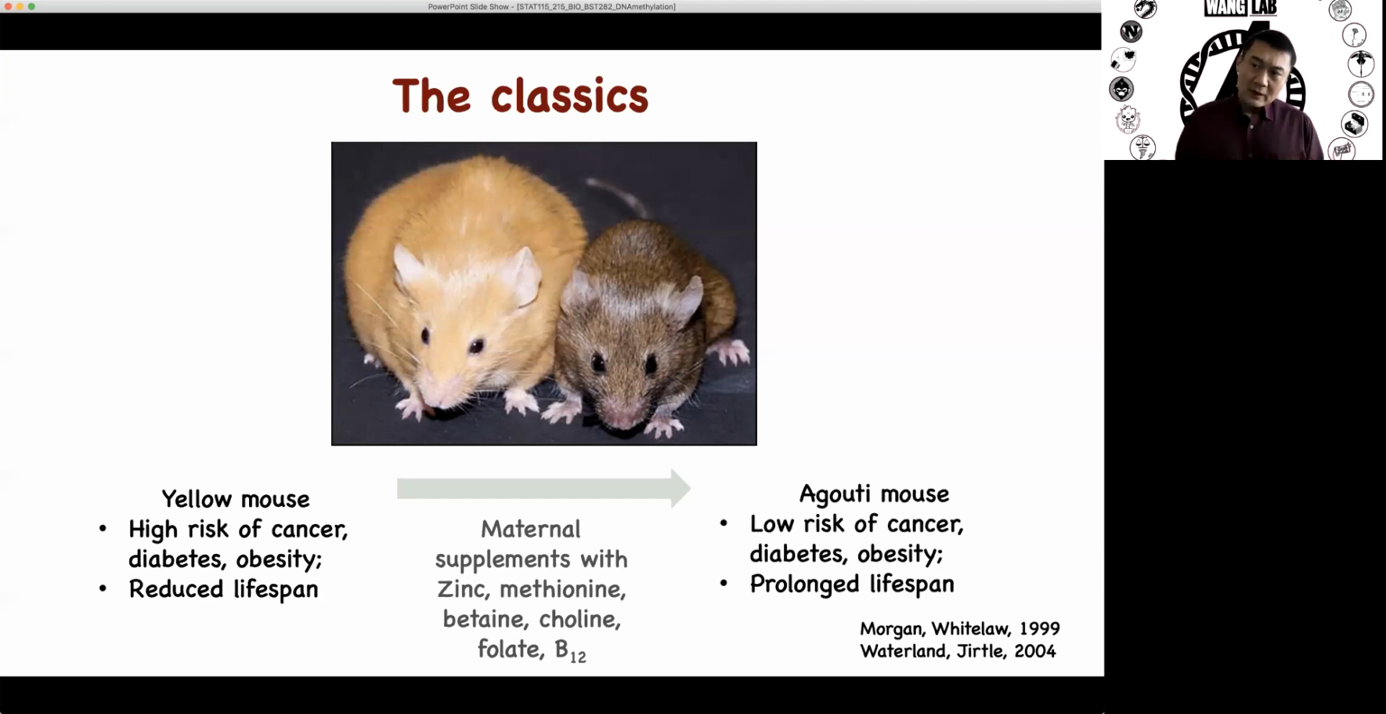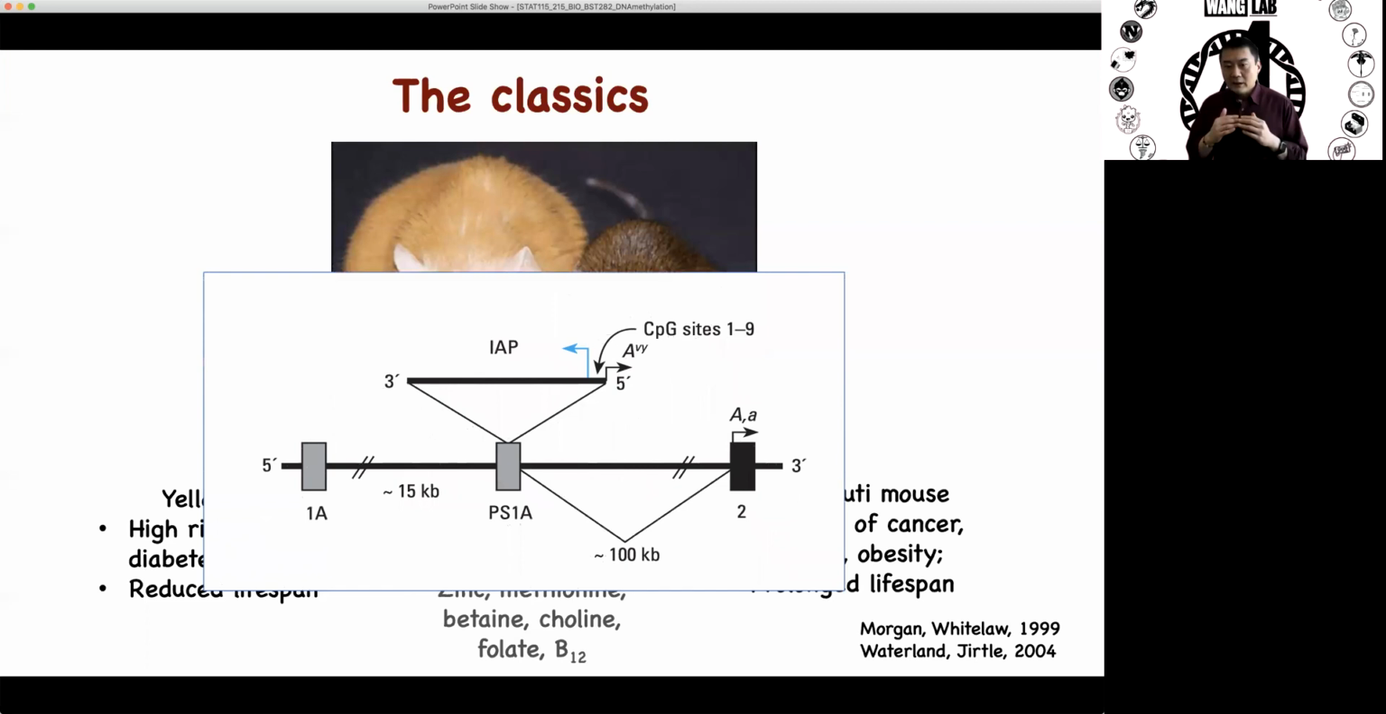But what is the molecular mechanism behind this example? It turns out in this strain of mouse, in their genome, there is a transposable element insertion. The causal gene is called agouti, so these mice are called agouti mice, right? But about 100 kb upstream from the agouti gene, there is a transposon insertion. The element is called the IAP element, right?